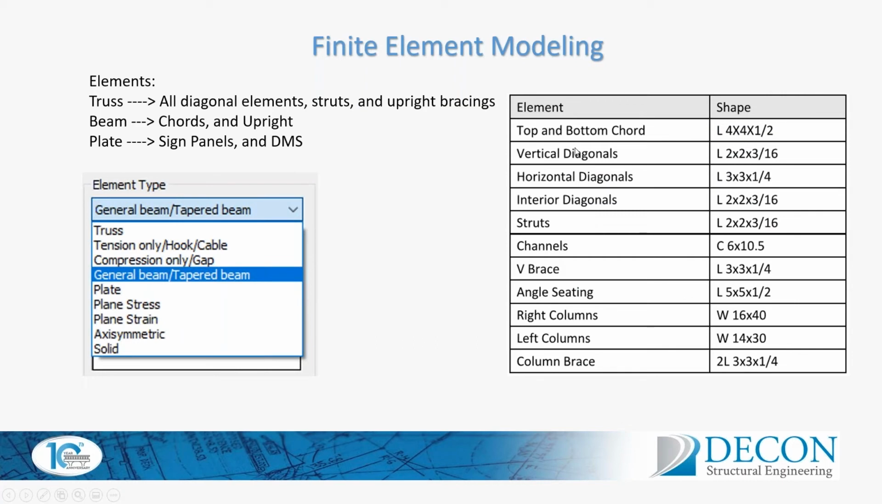Because of the options that are available in MIDAS, we can define each element with customized names and all the different shapes. When it comes to elements, there are so many options that we can define an element in, like truss, tension only, compression only, plate, or solid element. In this project, we used a combination of truss, beam, and plate elements. All the diagonal elements, struts, and upright bracings, we use truss elements, and the chords and upright, we used a beam element, and we used plate element for sign panels and DMS with different thickness as per the industry standards.